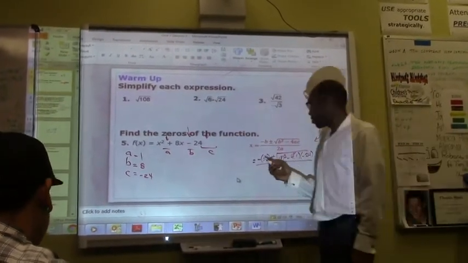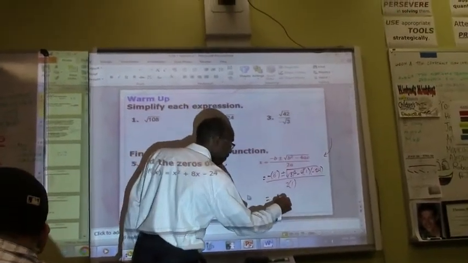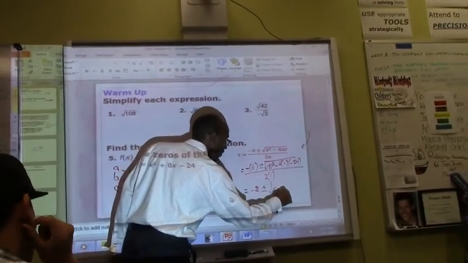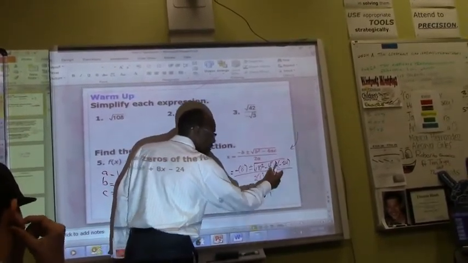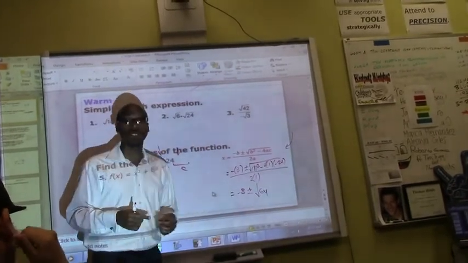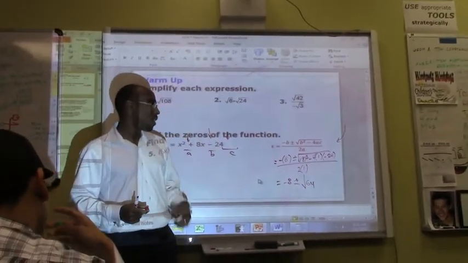Let's see if I get this done in 2 minutes. Negative 8 is there. Plus or minus the square root of 64, should be in a different color. Let's see, negative 4 times a negative 24. You don't need the 1, because again, 1 times anything is just that thing itself. Multiply out of order. So let's see.